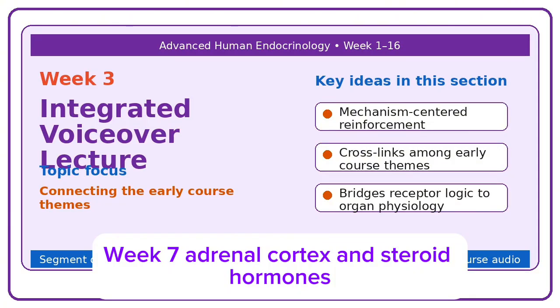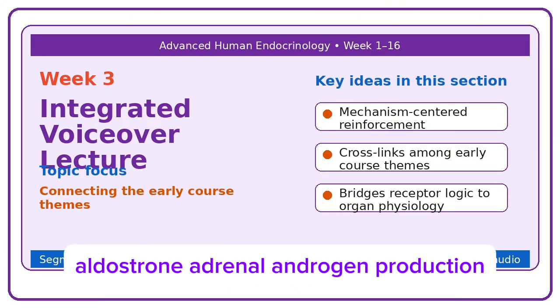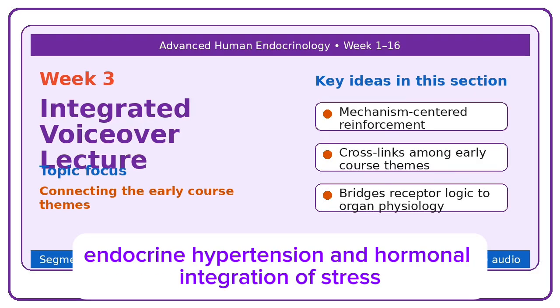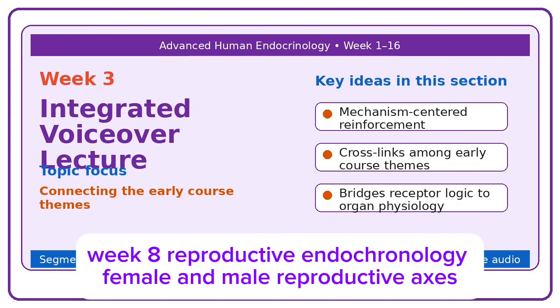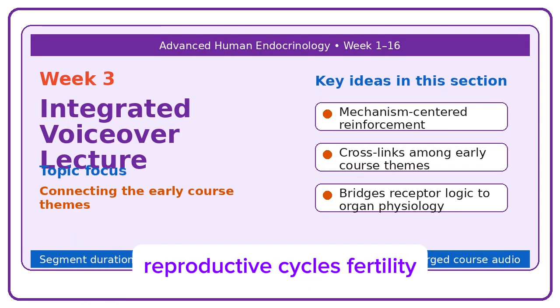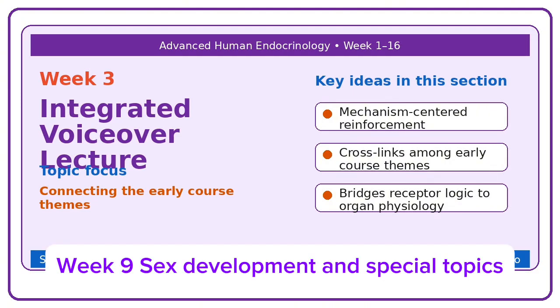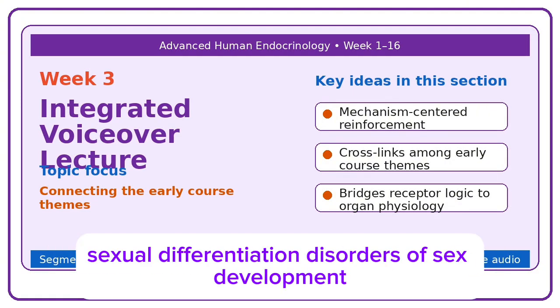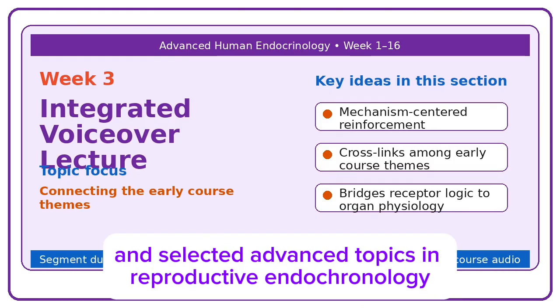Week 7, Adrenal cortex and steroid hormones: steroid biosynthesis, cortisol, aldosterone, adrenal androgen production, endocrine hypertension, and hormonal integration of stress and salt balance. Week 8, Reproductive endocrinology: female and male reproductive axes, sex steroid action, ovarian and testicular function, reproductive cycles, fertility, and hormonal coordination of reproduction. Week 9, Sex development and special topics: sexual differentiation, disorders of sex development, endocrine physiology related to gender and reproduction, and selected advanced topics in reproductive endocrinology.